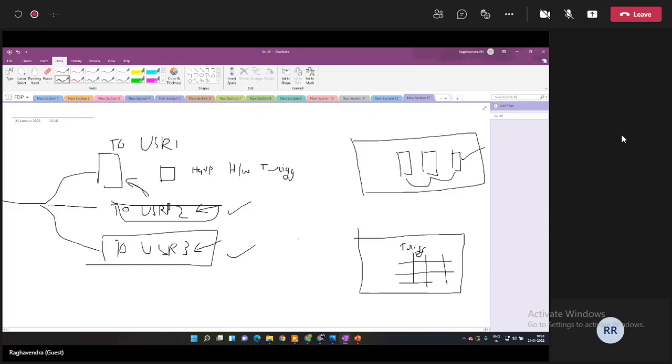USRP is not the only RF hardware that NI makes. NI makes a lot more hardware. So I'm going to talk about one other system that's there.